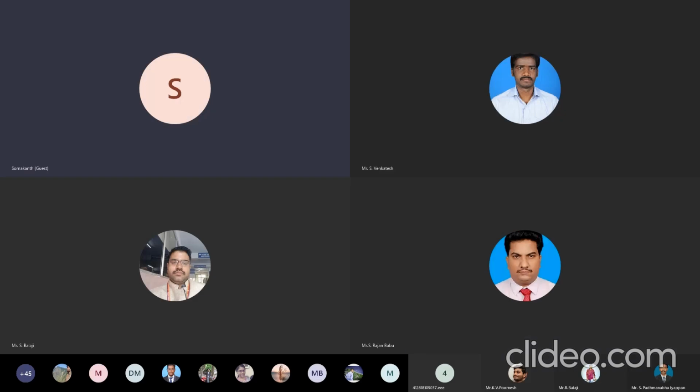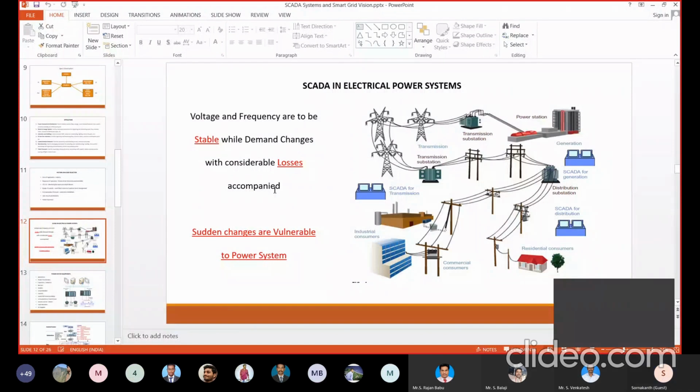Changes are vulnerable to the power system. A sudden change means a sudden drop in load or a sudden increase in load, which may affect the power system. That is what you have to keep in mind. So, general power system equipment.